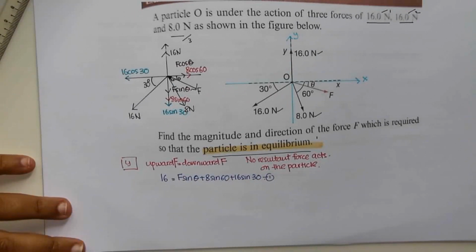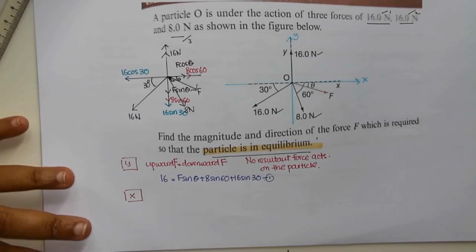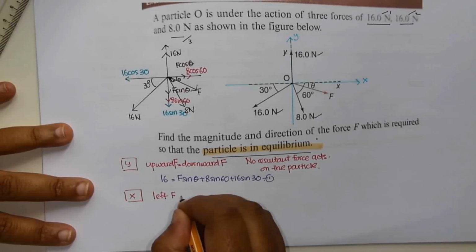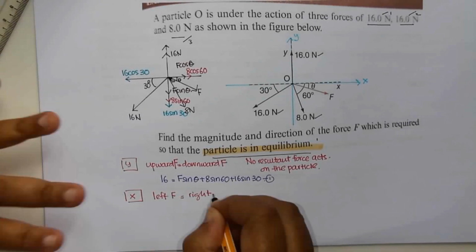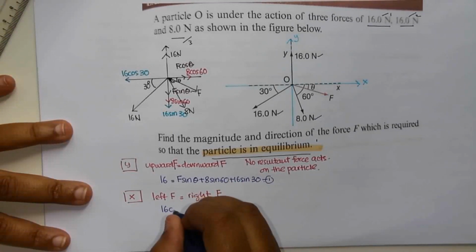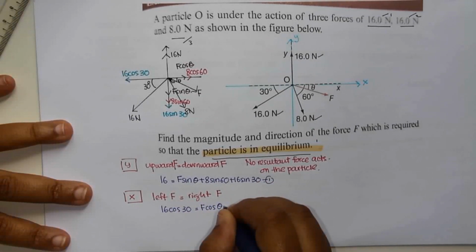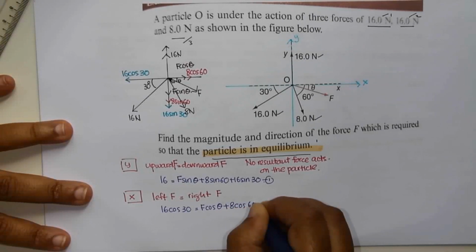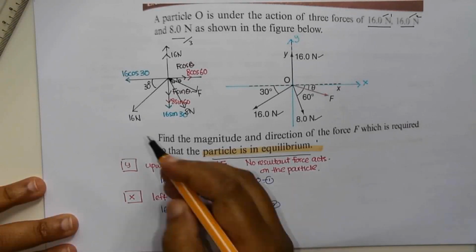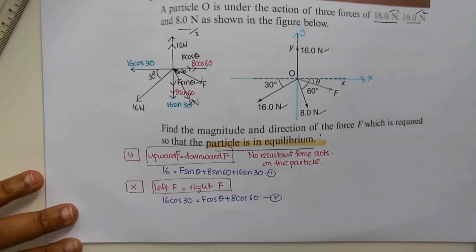Then I look at the x-axis. Left forces or right forces, which one? As long as they are balanced in the y-axis and x-axis. Right forces, so I get 16 cos 30 equals F cos theta plus 8 cos 60. This is number 2. Alright, so I solved this.